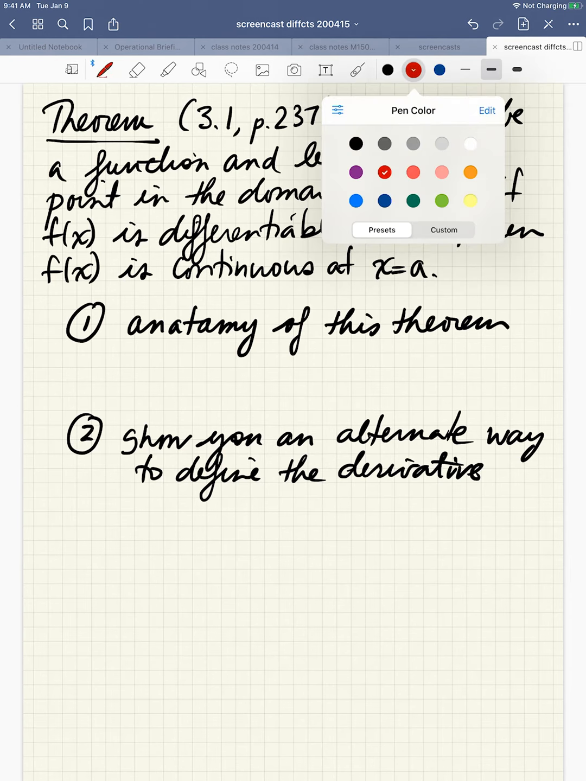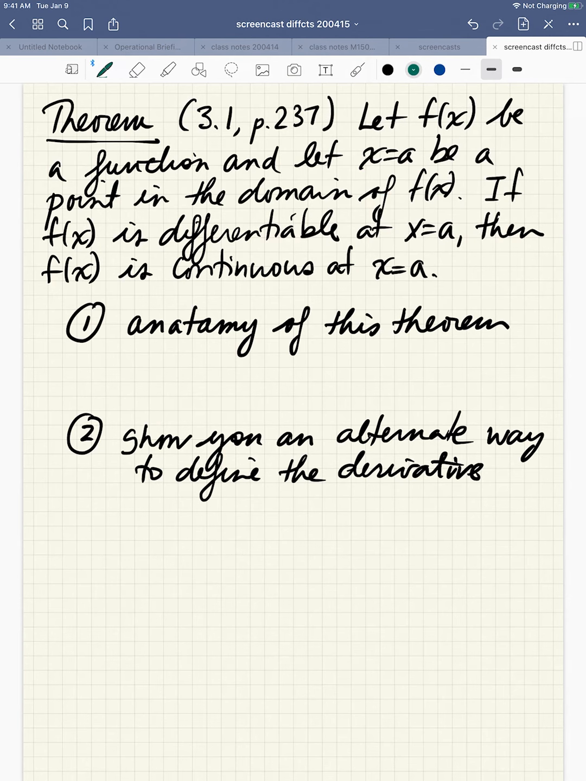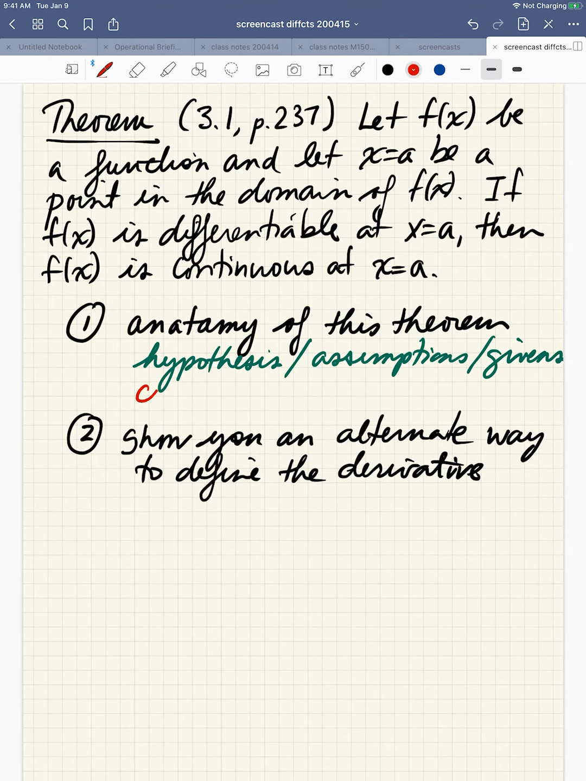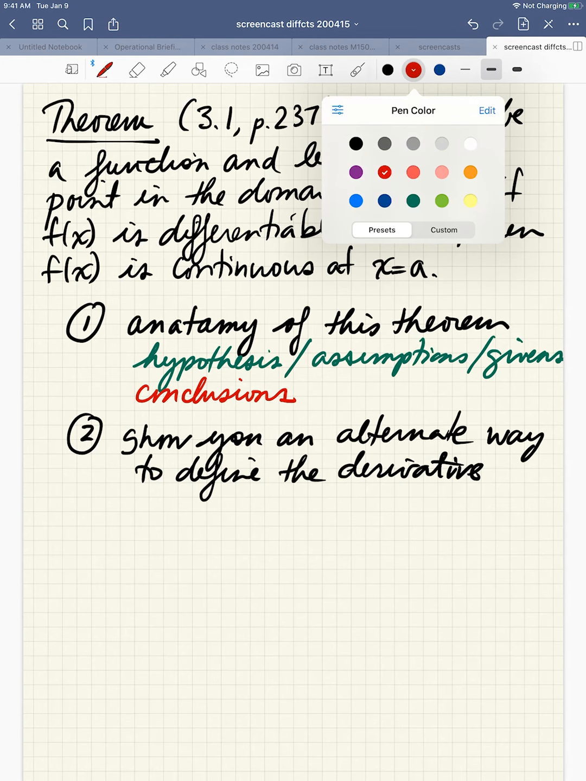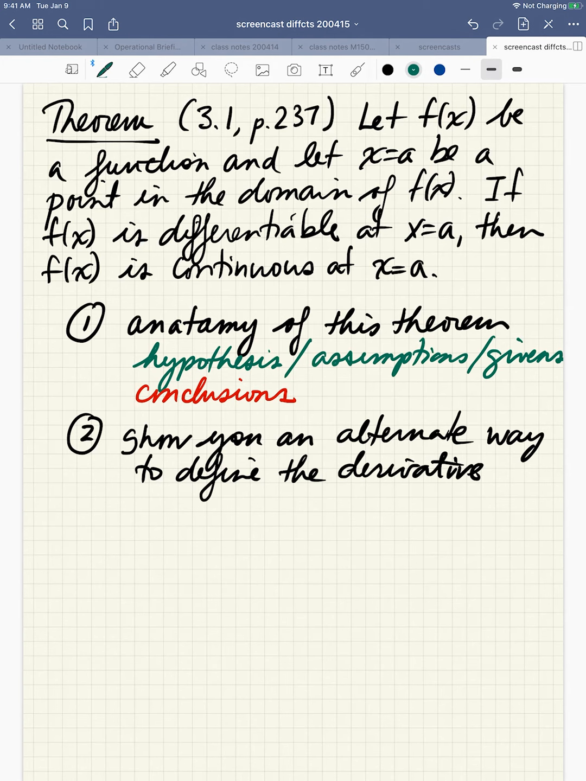So theorems have two things in them you always need to know. One is the hypothesis, or the assumptions, or sometimes they're called the givens. And the other thing they have in them are the conclusions. So let me show you in this theorem what the hypotheses, assumptions, or givens are. Okay, so one of the givens is f of x is a function. Shouldn't be a surprise because of the notation.